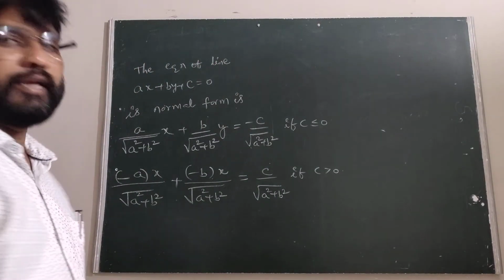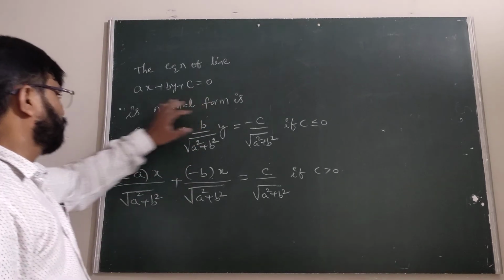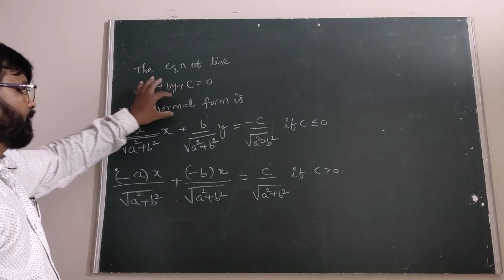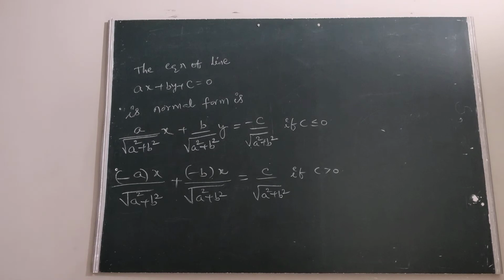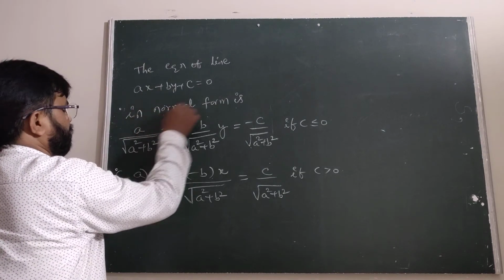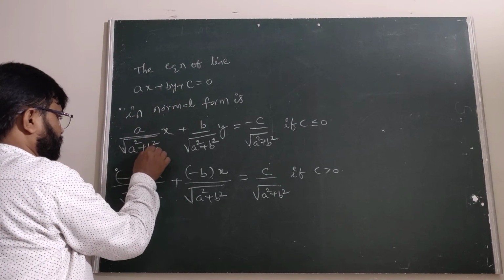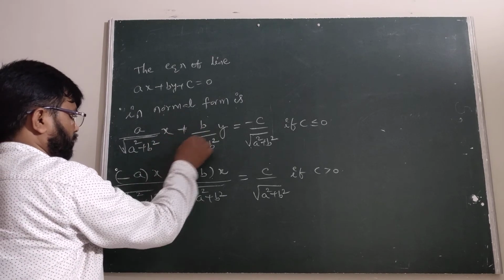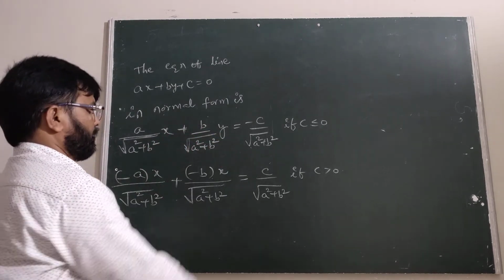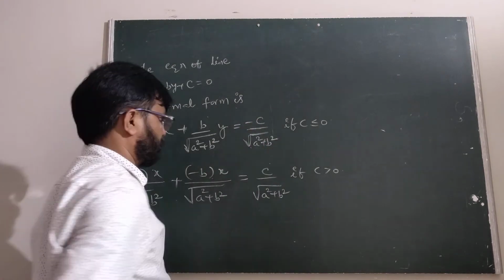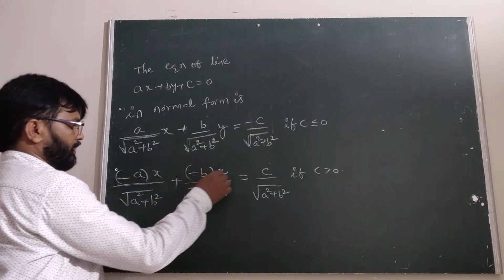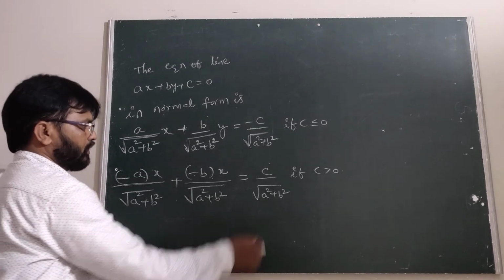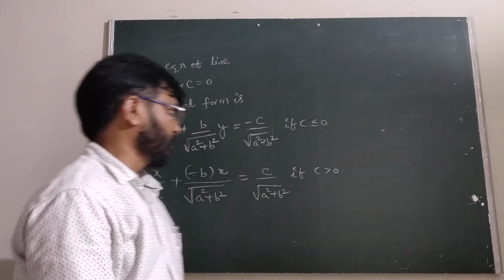So the equation of the line ax plus by plus c equal to 0 in the normal form, or perpendicular form, is a upon root of a square plus b square into x plus b upon root of a square plus b square into y equals minus c upon root of a square plus b square, and another one, minus a by root of a square plus b square into x minus b by root of a square plus b square into y equals c upon root of a square plus b square, if c is greater than 0.